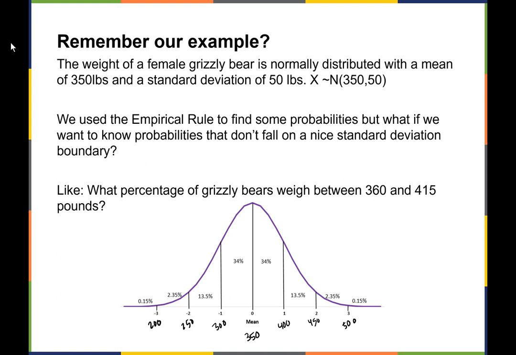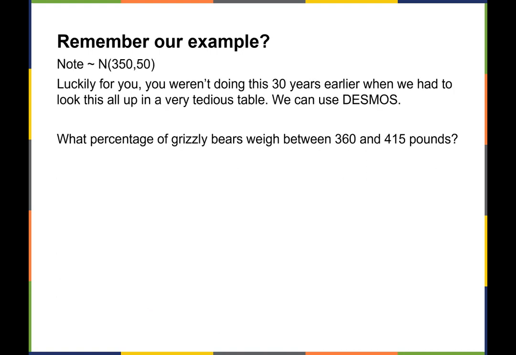Well, if we look at our graph, 360 is going to be about here, right? And 415 is here, right? Those are not on nice boundaries, and we could ballpark the area, like maybe we can guess, but we can't really use the empirical rule to help us figure that out. So, what are we going to do?